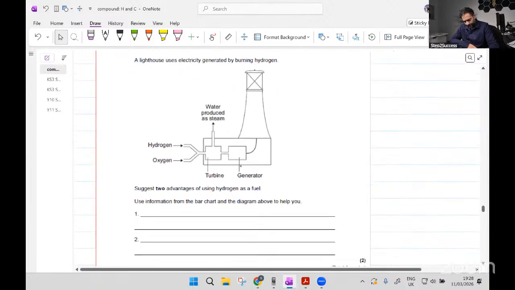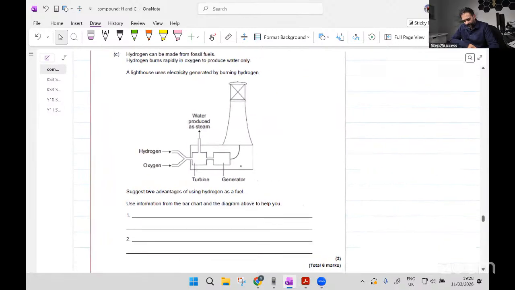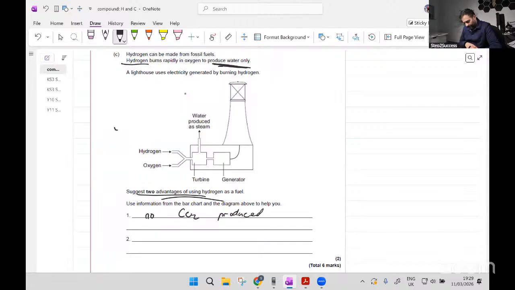It's quite a difficult question. Hydrogen can be made from fossil fuels. It burns rapidly enough to produce water only. So to give you a little bit of background to this question briefly, for e-booklet 3, I shall get to that, don't worry. So the advantages of using hydrogen as a fuel. What you're meant to know here is that fossil fuels like coal and oil produce these harmful gases when we burn them, like carbon dioxide. They've told you in the question that hydrogen only produces water. So isn't that an advantage of using hydrogen, that there's no carbon dioxide produced? Because that is one of the things that causes global warming.